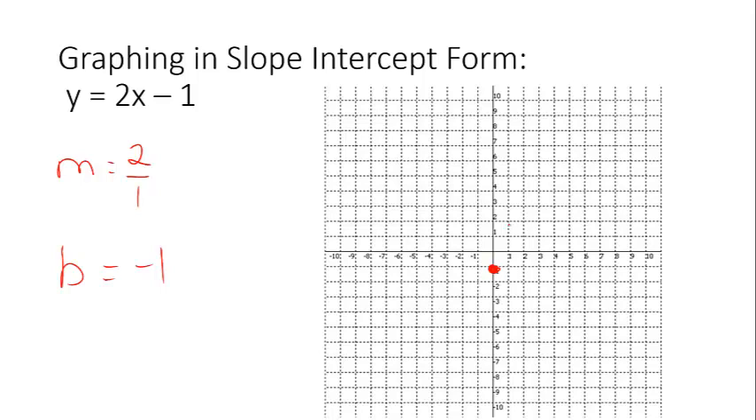M tells me how to move on my graph. I want to rise and then run. So I'll rise 2 units, run 1 unit. And I could continue this as many times as I want to because I know that it's going to rise 2, run 1 between every point. And then I can draw the line that goes through these points.